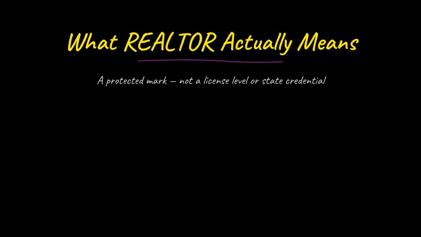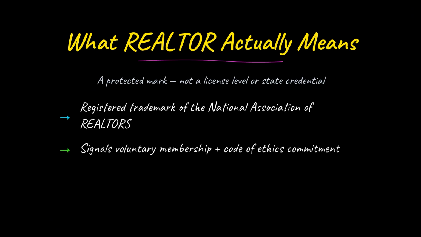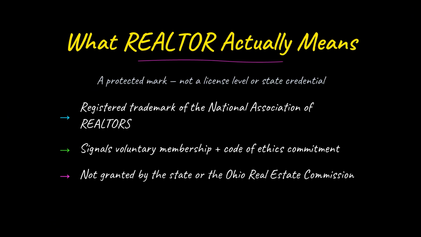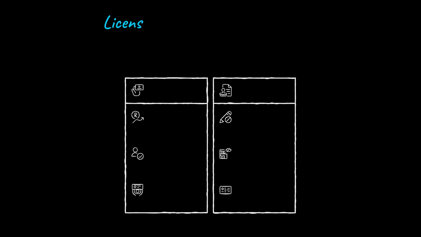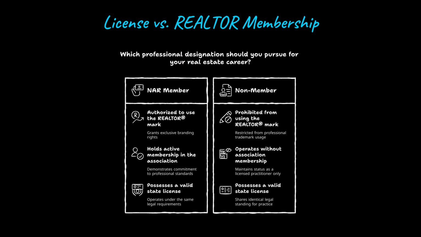The designation signals that a licensee has voluntarily joined the association and agreed to its code of ethics. It is open to members at any license level. A salesperson who joins may use it, while a broker who has not joined may not. Picture two licensees holding identical state licenses. The one who joined the National Association, typically through a local and state board, may advertise as a realtor. The one who never joined, or whose membership lapsed, has no right to use the marker, no matter what license they hold.